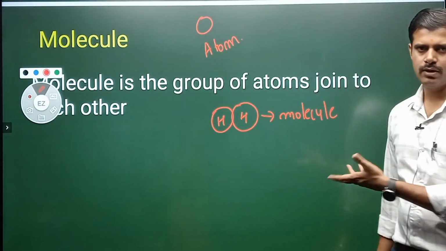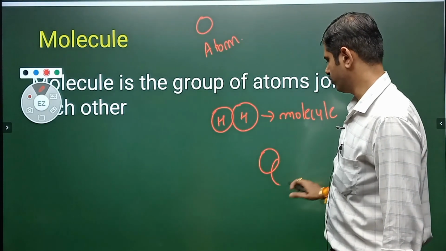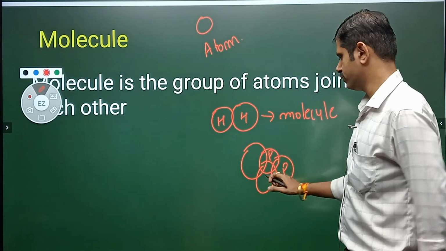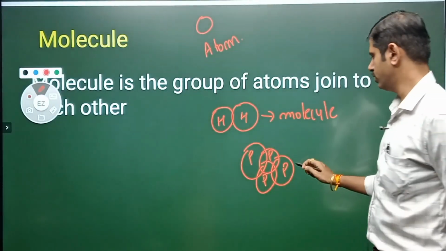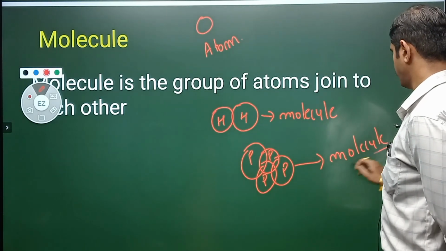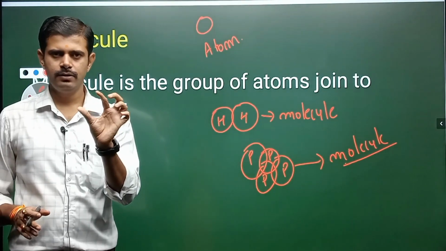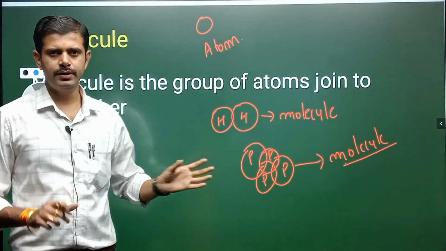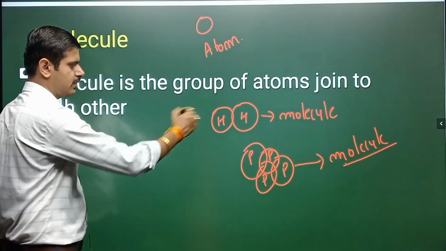Now this is for hydrogen. We can also take phosphorus. For example, phosphorus exists as P4. So 1 phosphorus, second phosphorus, third phosphorus, fourth phosphorus. This group of atoms is also called a molecule. Clear? So what is atom? Atom is the smallest particle by which matter has been constructed, a single particle. But what is molecule? It is a group of atoms: 1 atom, 2 atoms, 3 atoms, 4 atoms, something like this. So this is a molecule.